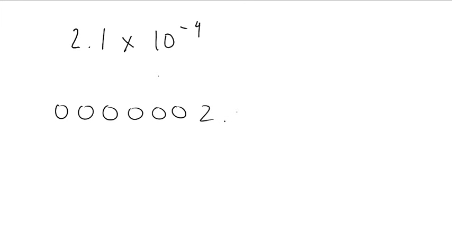Let's say we have a number that's smaller than 0. Let's take, for example, 2.1 times 10 to the power of -4. Well, in this case, we're moving the decimal point over the other way. So let's do that. 2.1 is also equal to 0.00000002.1 times 10 to the power of -4.